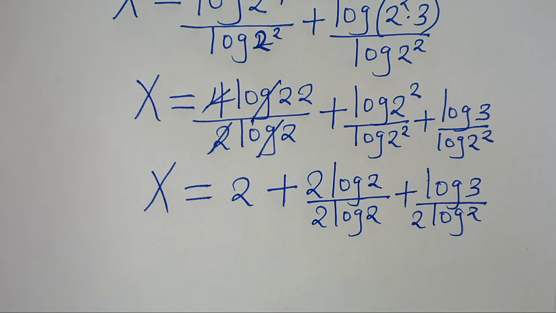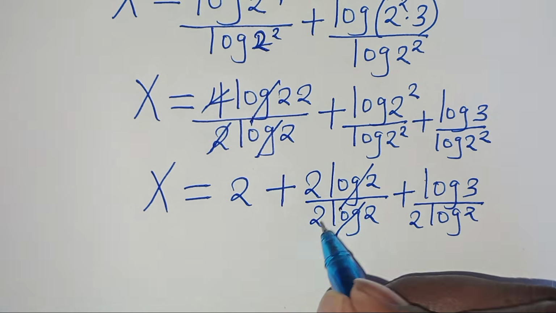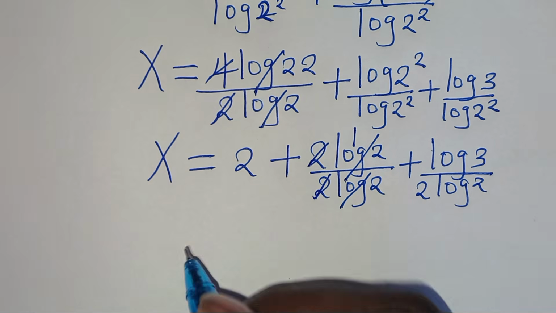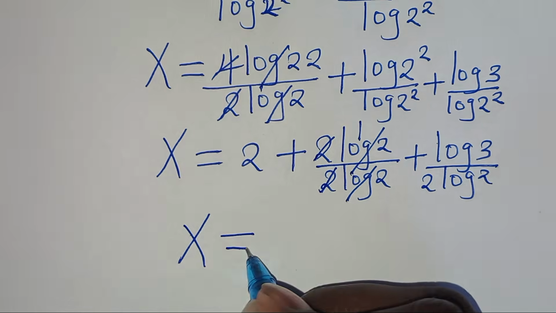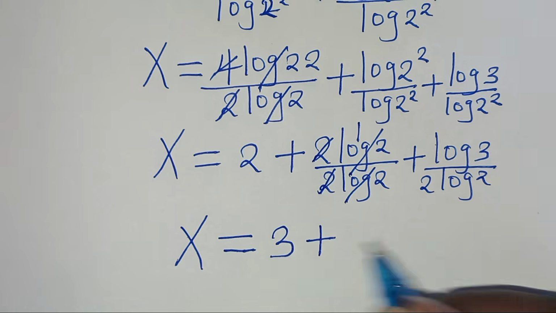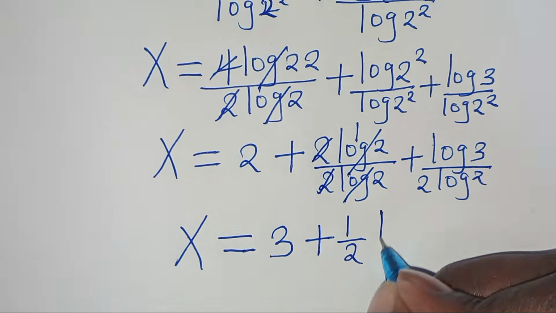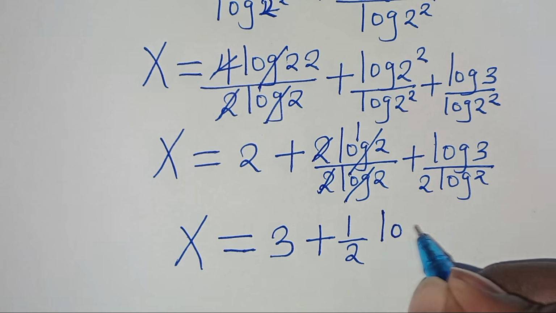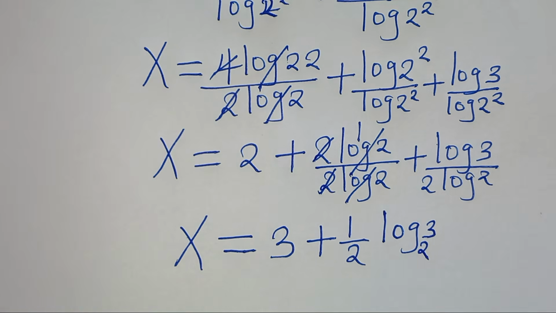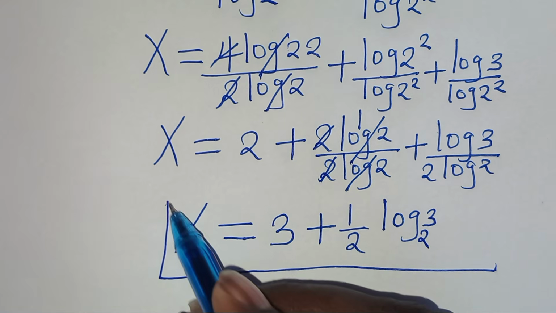Now, the next step is to simplify here. Log 2 simplifies log 2 here, then 2 over 2 is the same thing as 1. So we have that x is equal to 2 plus 1, which is 3, then plus a half log 3 over log 2. This becomes log 3 to base 2. So this is the value of x.